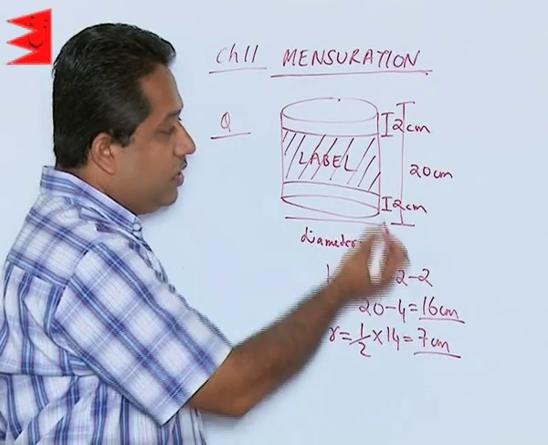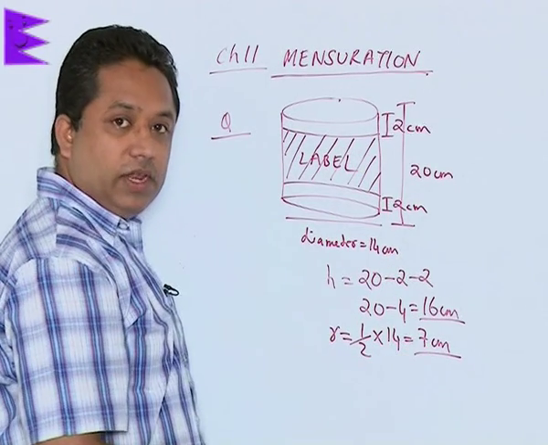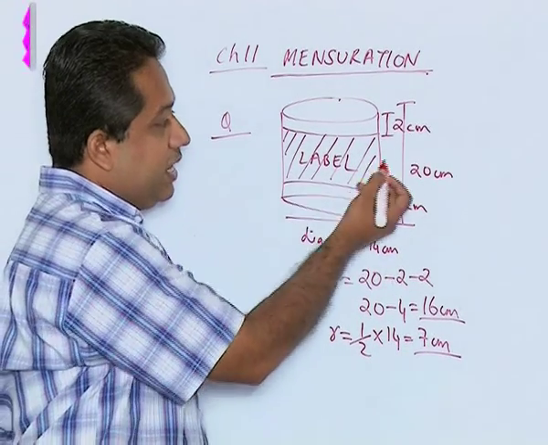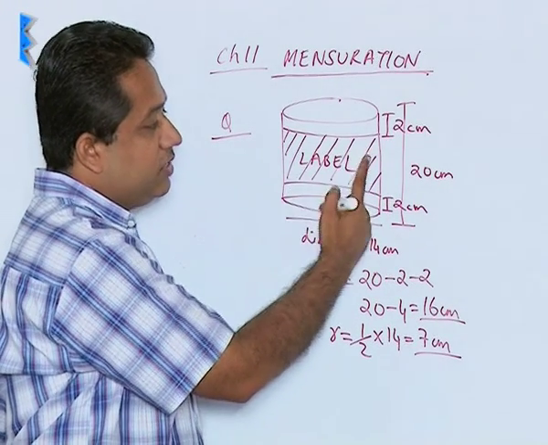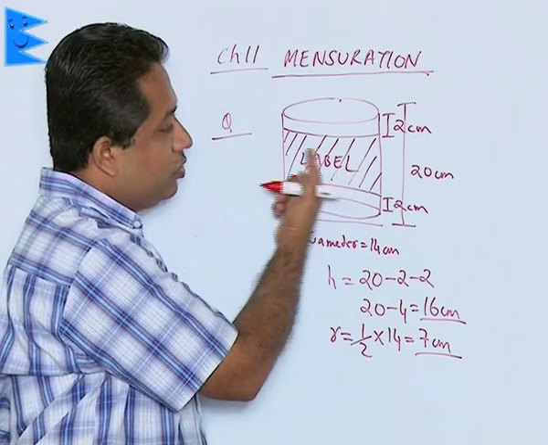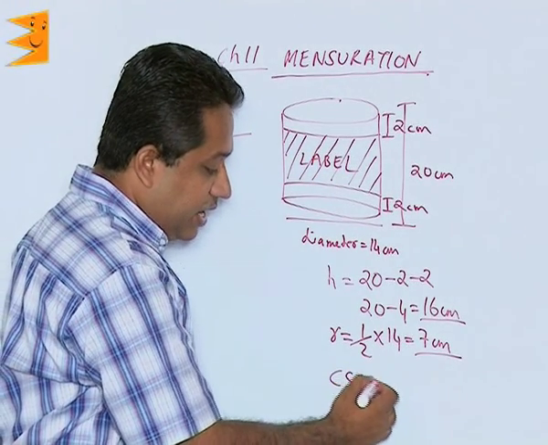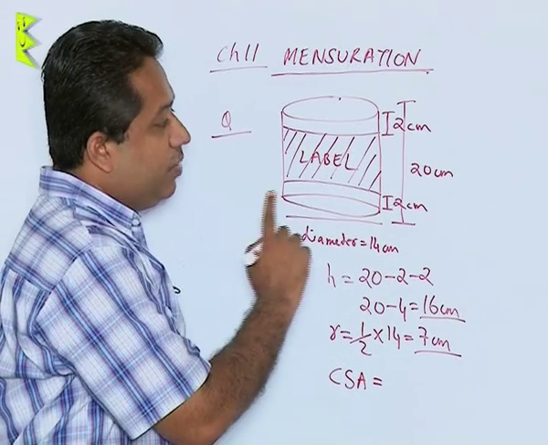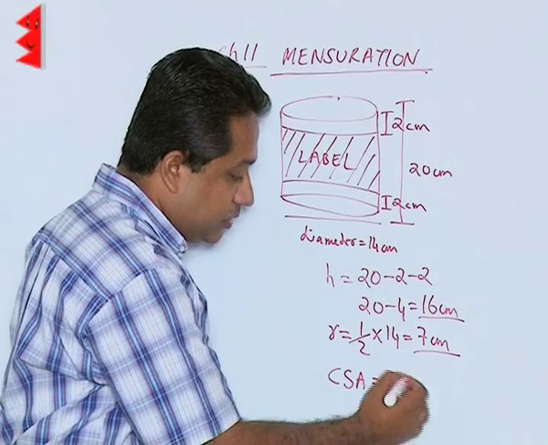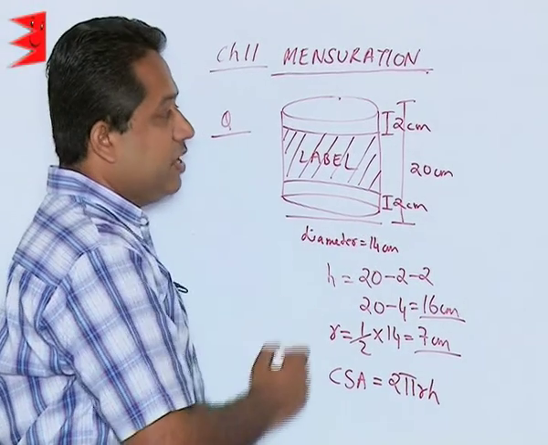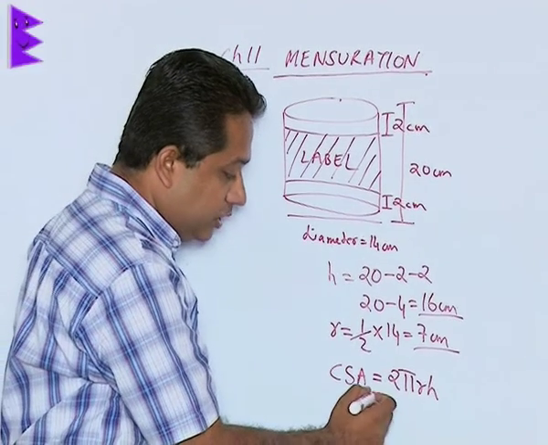So, we have found out the height of the label and we have also found out the radius of the label. Now, to find the area, this label is going to be pasted throughout the cylinder, behind also, that is not visible here. So, the curved surface area has to be found out because the label is in the form of a cylinder. So, we will use 2 pi RH curved surface area because the top and bottom there is no label. So, curved surface area will be 2 pi RH.